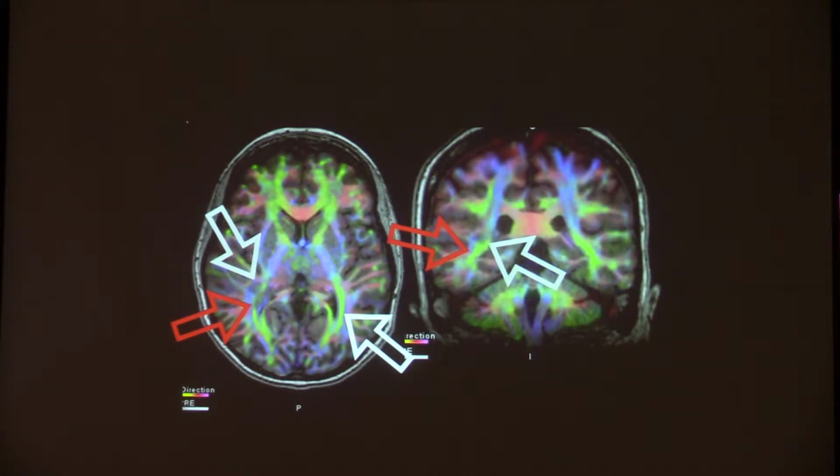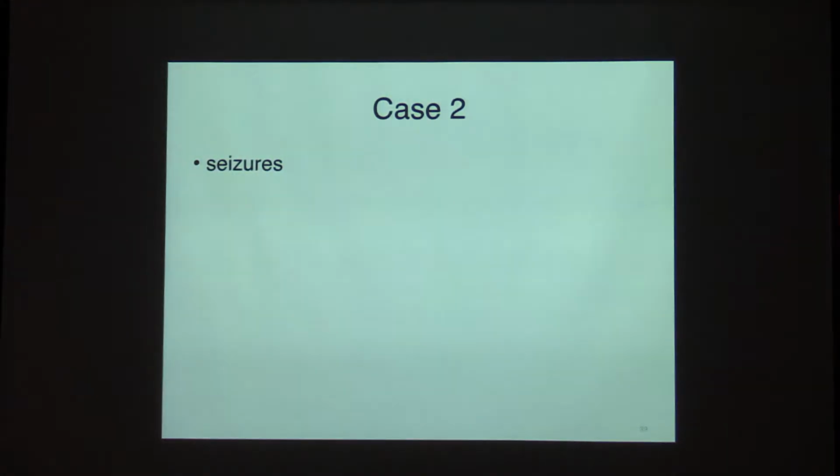So the white arrow on the left side, I shouldn't have mixed the white, shows a little nodule, and then the red arrow shows the optic radiation. So they don't want to screw around with that.